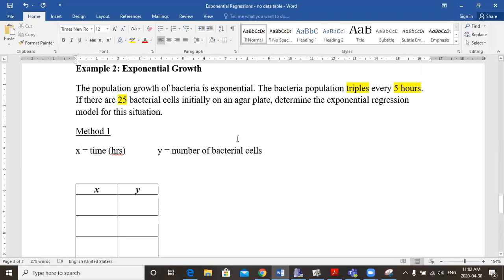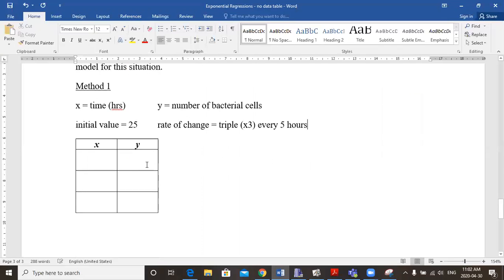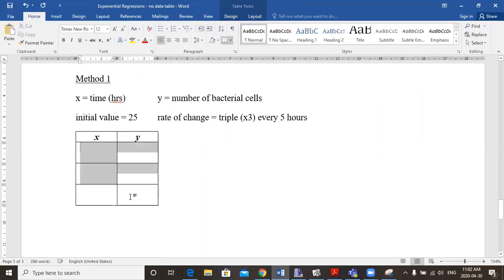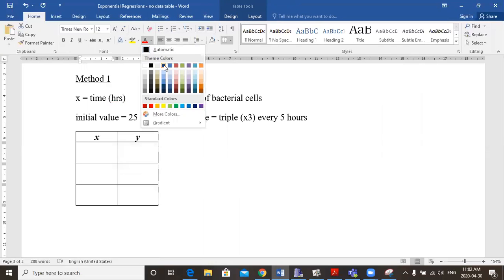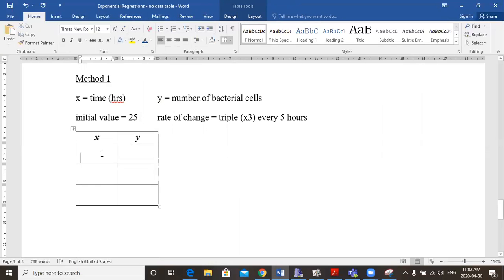So we have initial value 25. The rate of change is triple, which means you times by 3 every 5 hours. So our time frame then, our x, is going to start at 0, then go to 5, because every 5 hours, and then the third point will be 10.